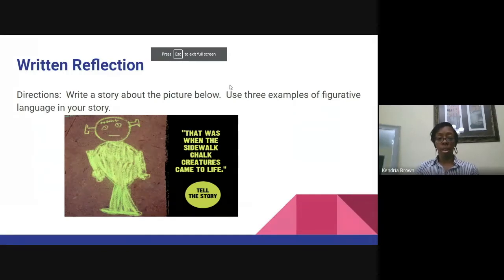Okay, we're at the end of our lesson, so this is your written reflection. You're going to write a story about the picture below. You'll use three examples of figurative language when you write that story. So here's the prompt: That was when the sidewalk chalk creatures came to life. You're going to, again, tell the story in your notebooks, and you're going to use three examples of figurative language in your story. So if I were you, I would use those vocabulary cards to help me do that.